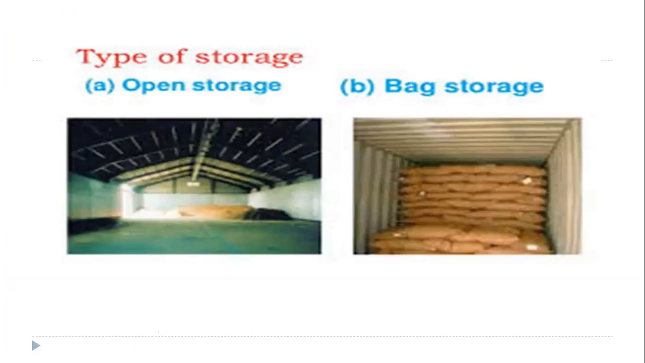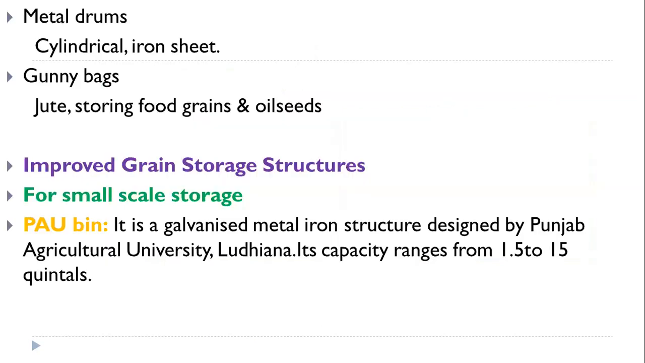Open storage means, as in the first picture, the produce, the food grains, is stored in loose form in that particular structure. And in bag storage, different types of bags, generally jute bags, are used for storing food grains. In some regions, metal drums are used, made of iron sheet and cylindrical in shape. Gunny bags are used to store jute, food grains and oil seeds. So these are the different structures that come under surface storage.